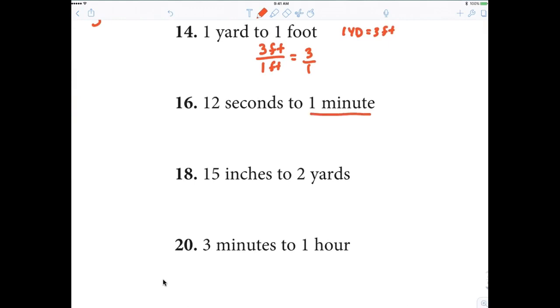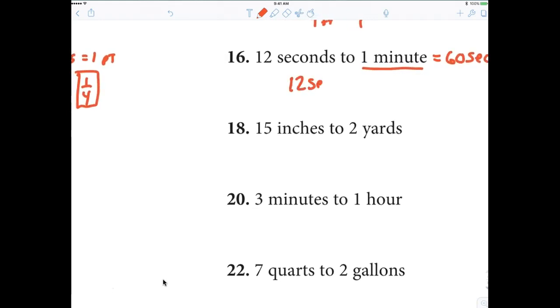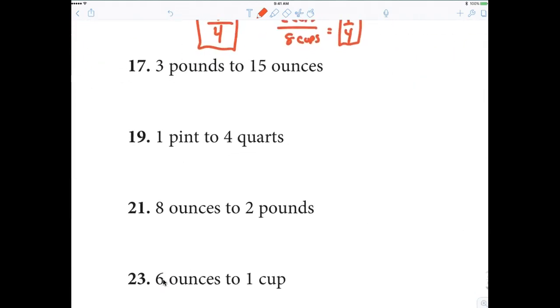Now, of course, 1 minute is equal to 60 seconds, so you would just say 12 seconds is to 60 seconds, which reduces to 1/5. Alright? Let's check out 17.